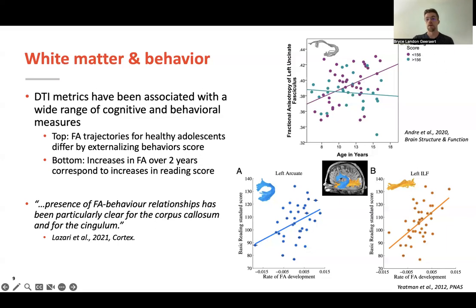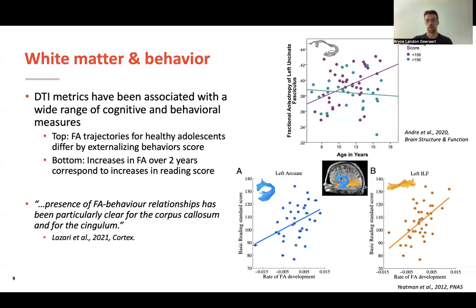None of them are diagnosed with behavioral problems, but this relationship is still present in healthy developing kids, with a flatter relationship between FA and age, implying maybe a plateau in development, but this is cross-sectional, so we can't fully conclude that for kids with higher externalizing behavioral scores, whereas we see a more positive trend in those with lower behavioral scores. On the bottom, we have a longitudinal analysis of white matter structure and reading. This was a study of kids entering adolescence. There's a 2-year period between their scans, and these scatter plots are showing that across that 2-year period, a greater rate of FA development coincided with a greater rate of improvements in reading scores, both in the arcuate fasciculus and the inferior longitudinal fasciculus.